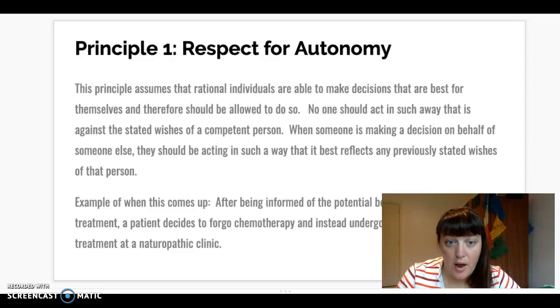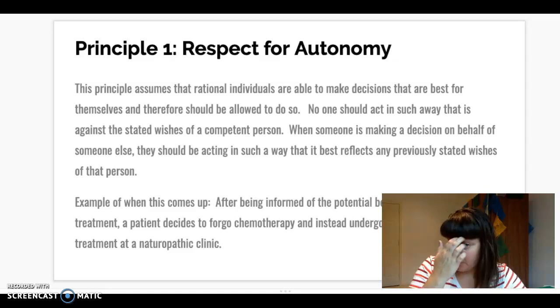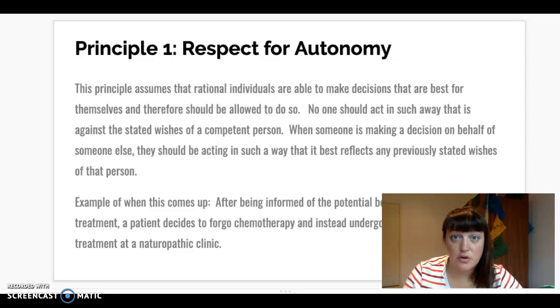There's an example here that talks you through it, and again, you can read it. Say you are diagnosed with cancer and a treatment option is chemotherapy. A rational person has the right to refuse care if they've looked at the benefits, they've looked at the negatives, and they've decided that they don't want to go through that. They have the right to do that. They can't be forced into any sort of care.